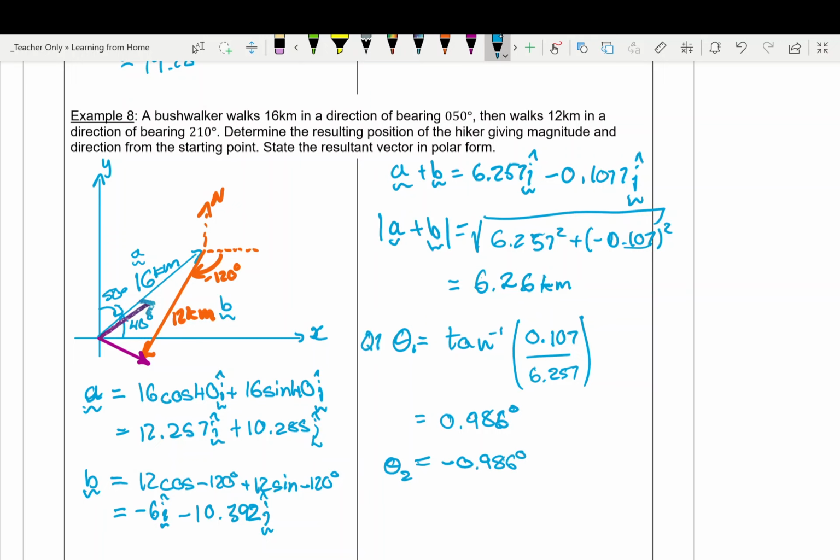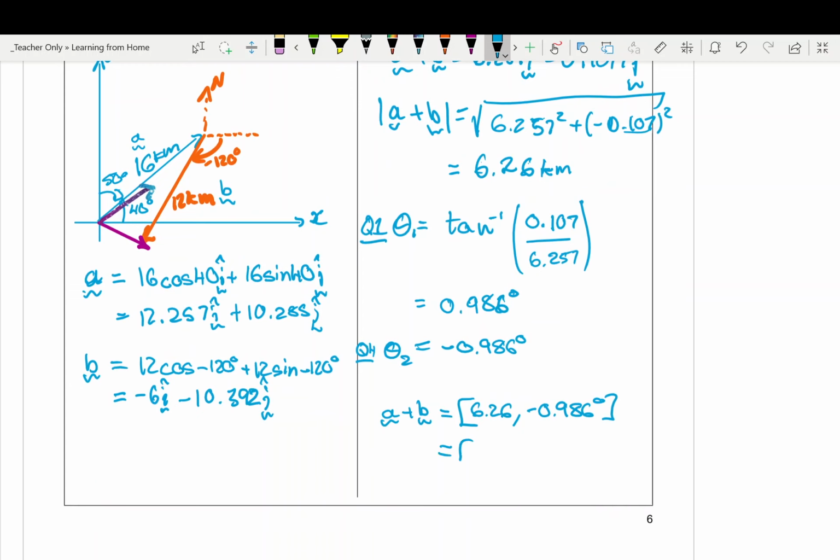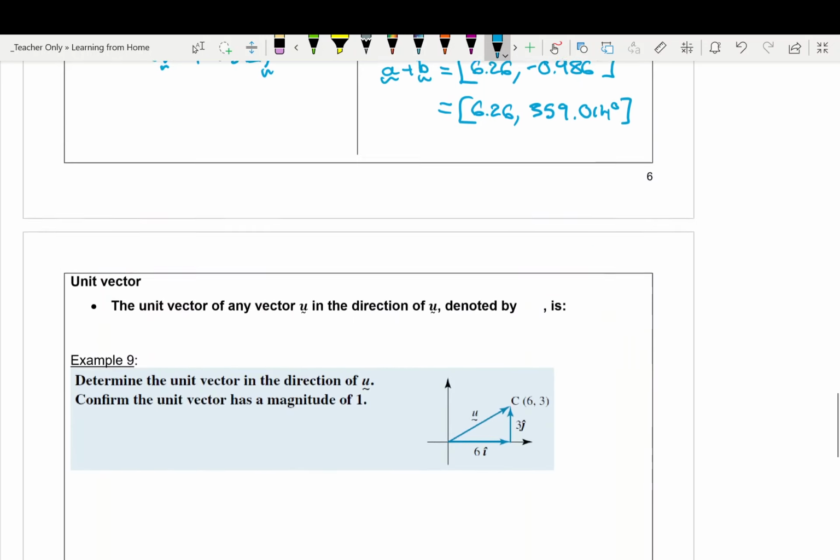This is our quadrant 1 solution, but this is our quadrant 4 solution, which is where we actually are. So negative 0.986, which means our vector can be represented as 6.26, comma, negative 0.986 degrees. Another way to represent that would be 359.014, if you want to have it from the positive direction.